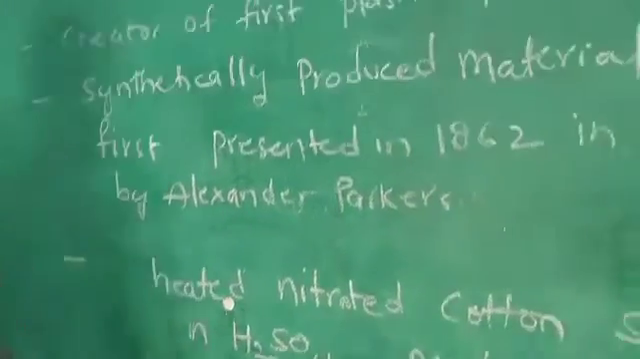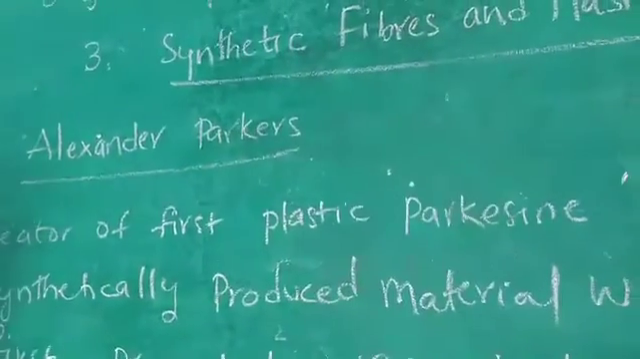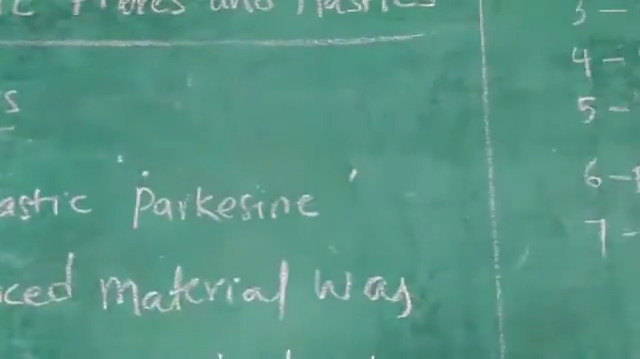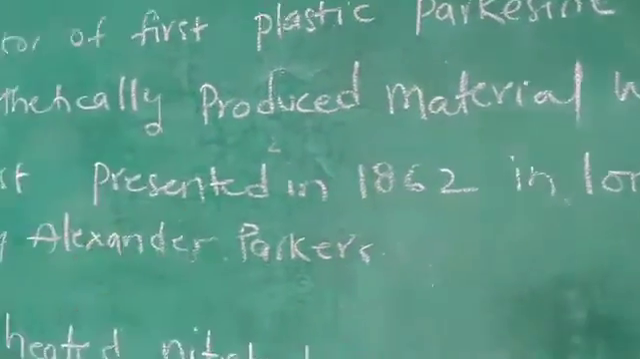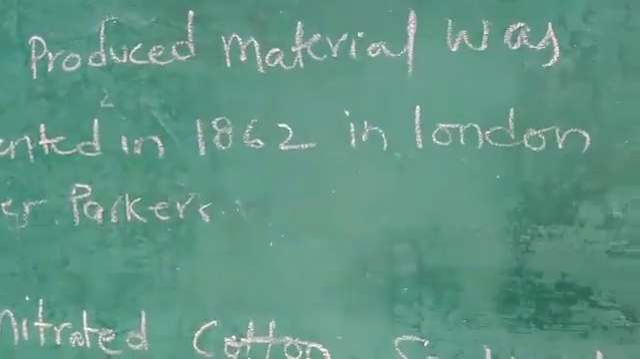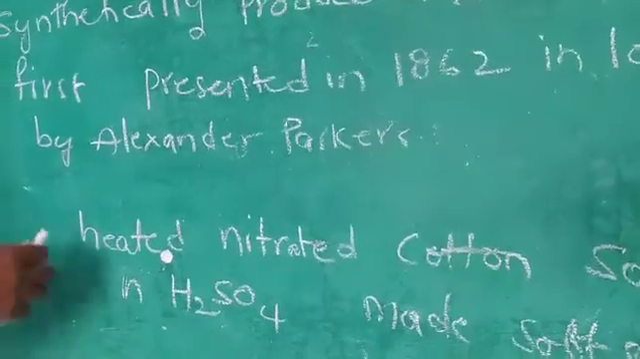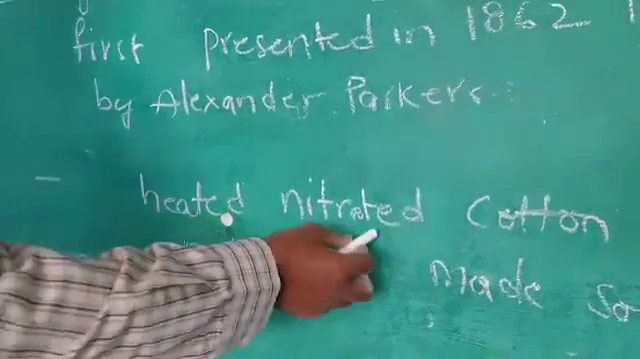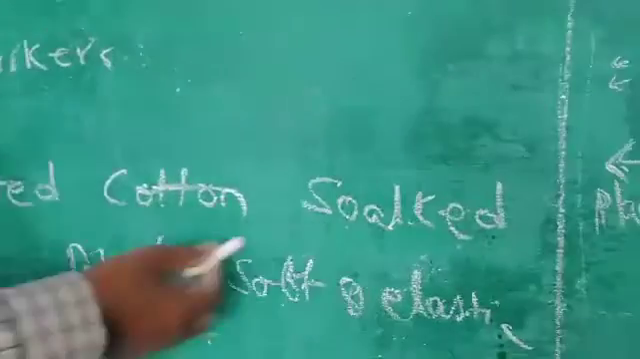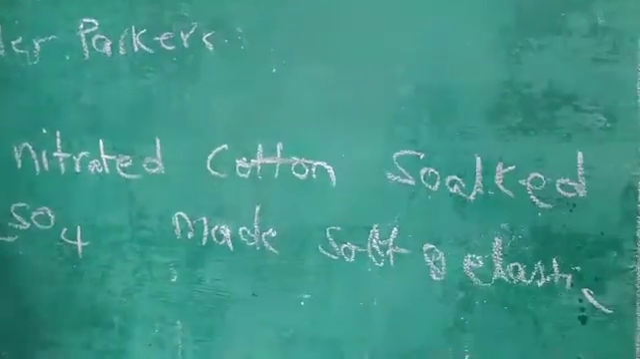Now see here, Parkinson first created the plastic. Yes, Parkinson's synthetically produced material was first presented in 1862 in London by Alexander Parkinson. The plastic is heated. To prepare the plastic, heated nitrated cotton soaked in sulfuric acid is made into a soft elastic material.